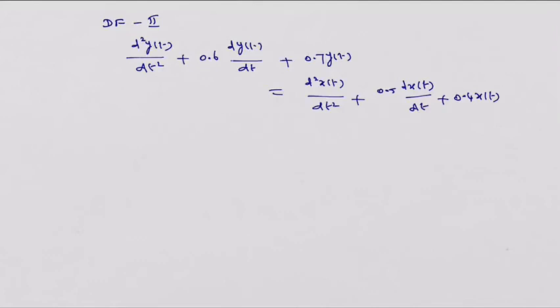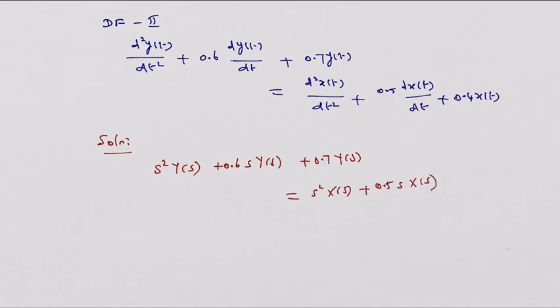The solution, I'll try to solve it, right? Upon application of the Laplace transform, taking the Laplace transform on both sides of the above equation, assuming 0 initial conditions, will result in s squared Y of s plus 0.6 times s into Y of s plus 0.7 times Y of s is equal to s squared X of s plus 0.5 times s into X of s plus 0.4 times X of s. Just see the terms, how the Laplace transform versions of those terms are written here. All those things are presented here for your purpose.